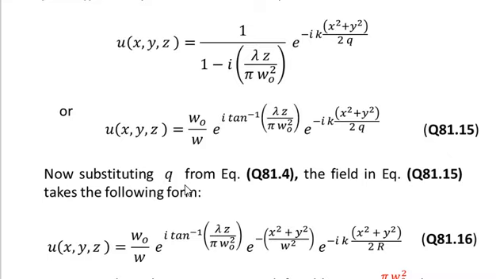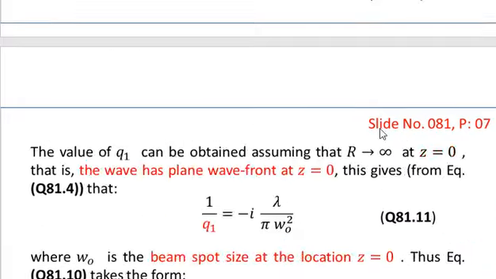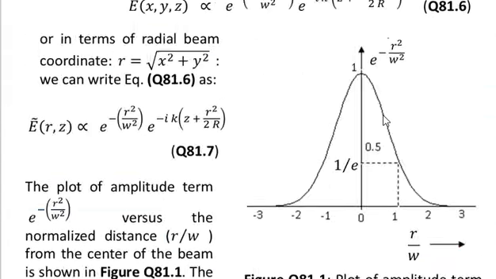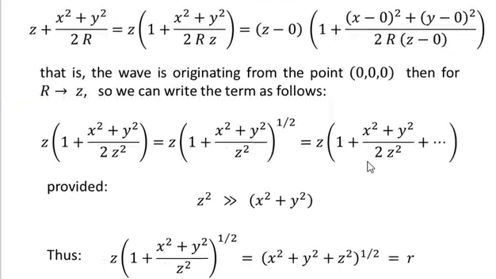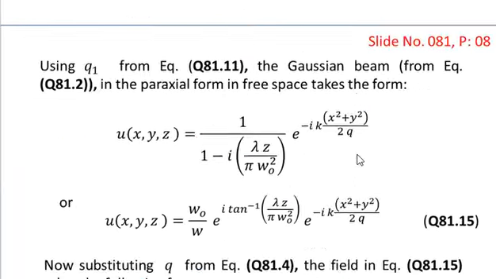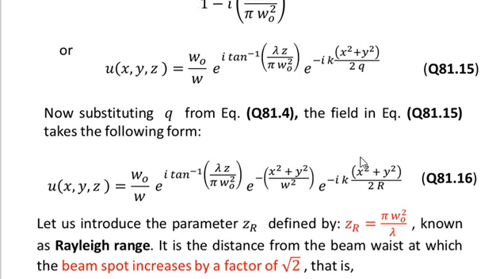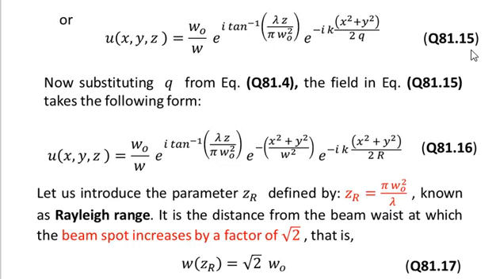Now substituting q from equation number 4, the field in equation number 15 takes the following form. So let me show you the expression for q from equation number 4. This is the expression for q. Inserting it in equation number 15, we get the result as shown in equation number 16. So this is the full form of the field at the output plane.